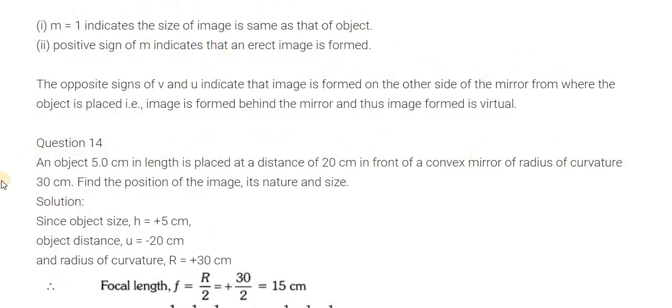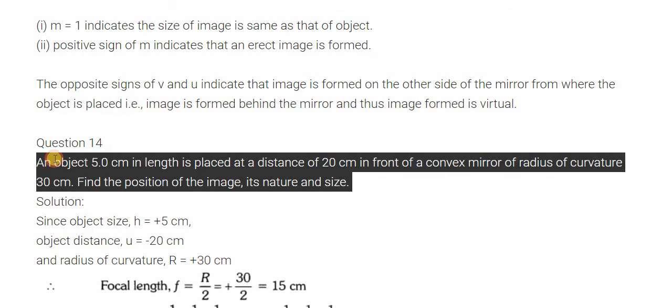Let's see one more time. The question number 14. An object 5 centimeter in length, meaning h is given, is placed at a distance of 20 centimeter in front of a convex mirror. And u is given, it's 20 centimeter, and the radius of curvature, meaning r is given, it's 30 centimeter. Find the position of the image, its nature and the size.